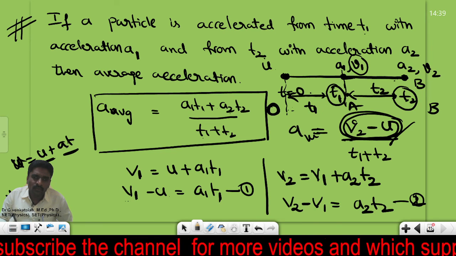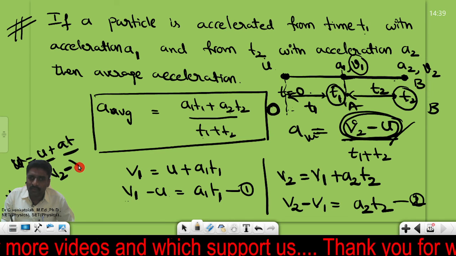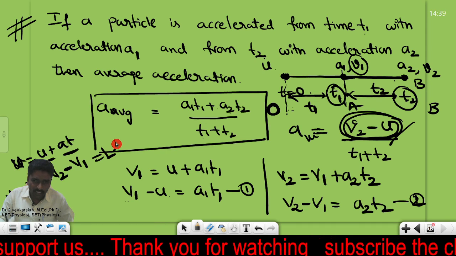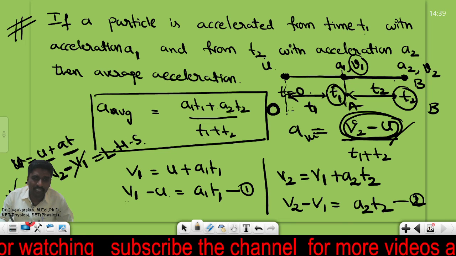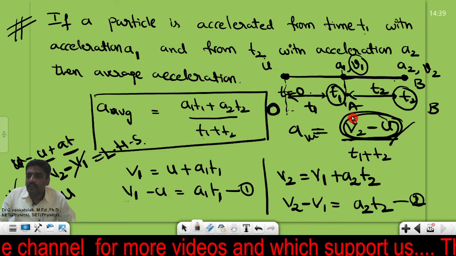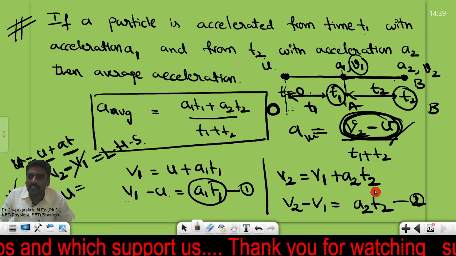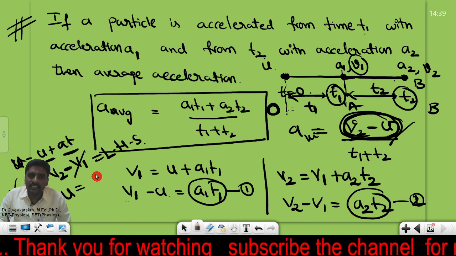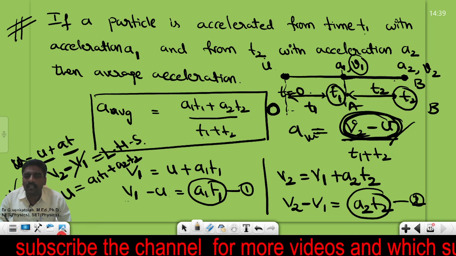So on the left-hand side, adding v1 minus u and v2 minus v1, the v1 terms cancel, and that is equal to v2 minus u. For the numerator term, just adding the two right-hand side values, that is equal to a1 t1 plus a2 t2. So the right-hand side values I am writing are a1 t1 plus a2 t2.